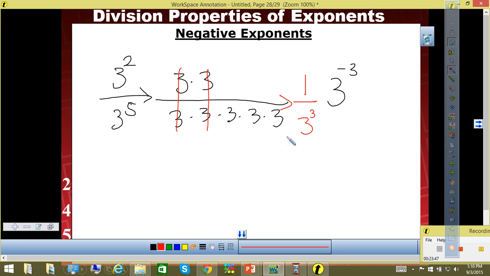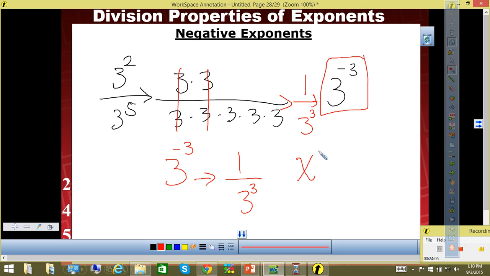You're like, what just happened? I thought we said this was this. Yeah, but it's also this. So what am I saying? 3 to the negative 3 is 1 over 3 to the third. So what can we conclude? If I continue doing that with numbers, whenever you have a variable or a number with a negative exponent, you need to write it in the denominator, change it to a positive, and put a 1 on the numerator.